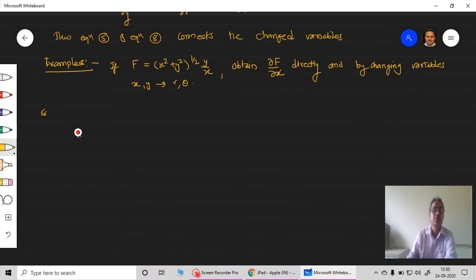So we are supposed to get this partial differentiation of F with respect to x by two methods. One is our usual method you have to apply, second is the method just now we have learned, that is by changing the variables x and y to r and theta. So the corresponding equation for this ∂F/∂x, that is equation number 5, can be used here, and we will just check it there. Okay, now let's do it by the direct method.